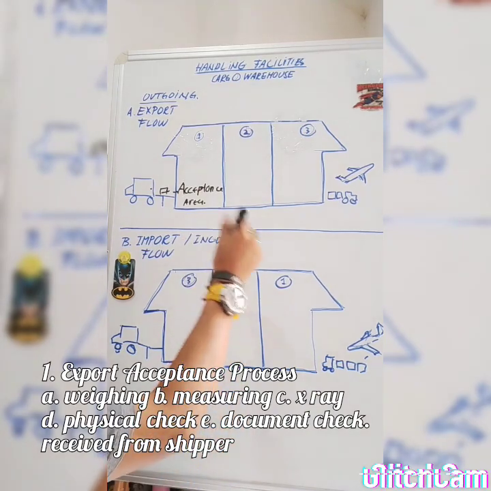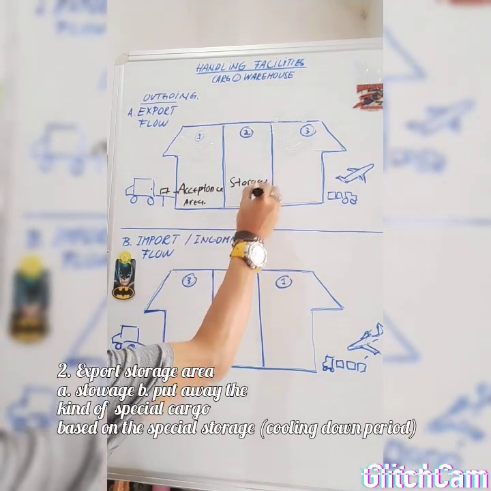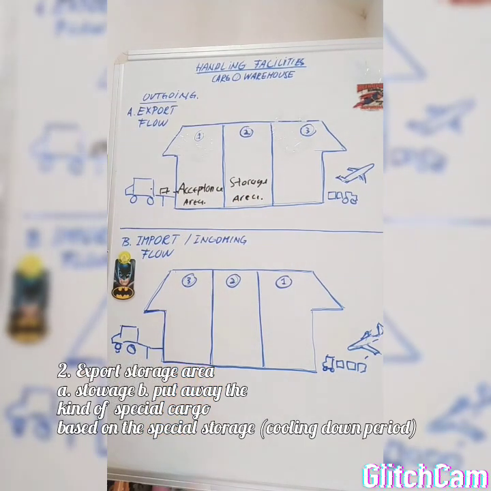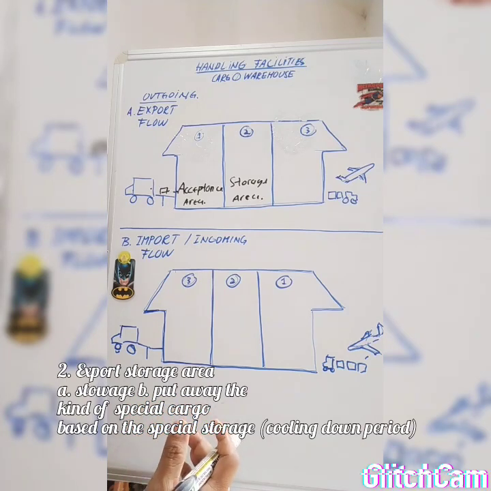And the second is the storage area. The storage area is where the cargo is kept based on its type. If there is special cargo, of course there is special storage, like live animals we put in a special cage and special live animal room, valuables in the strong room, perishables in the cold room, etc. This is the storage area.